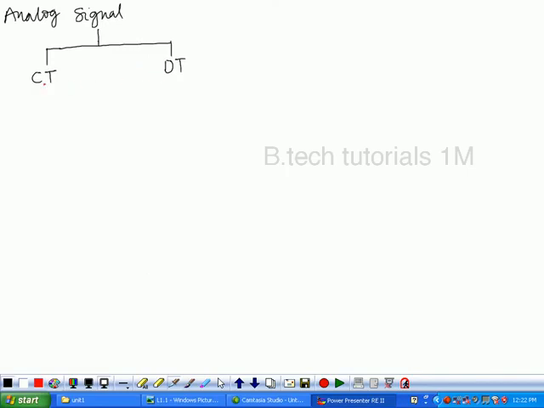You write it clearly. Here I am writing only CT and DT. You write completely continuous time and discrete time. So what is the difference between the continuous time and the discrete time signal?